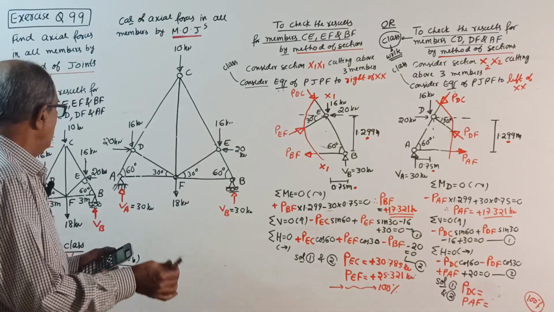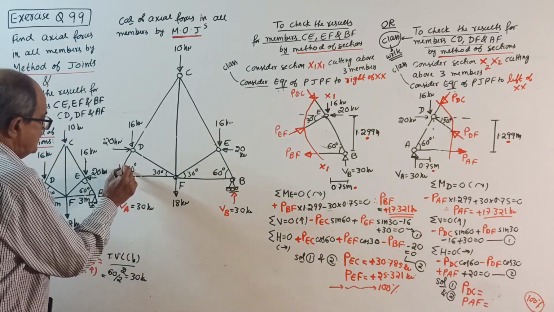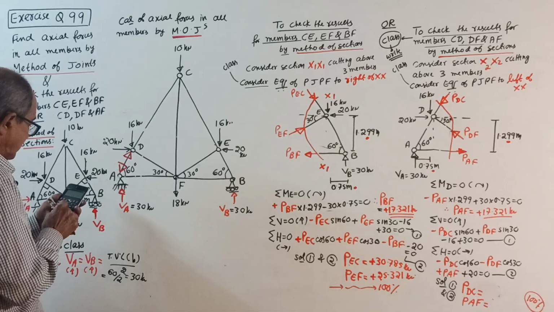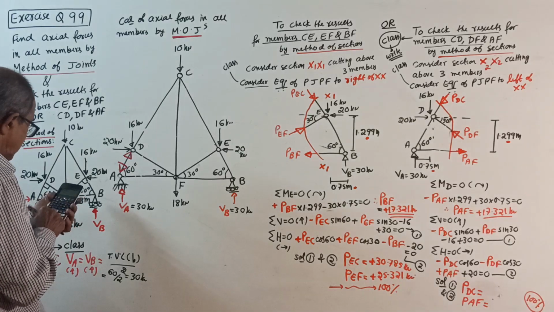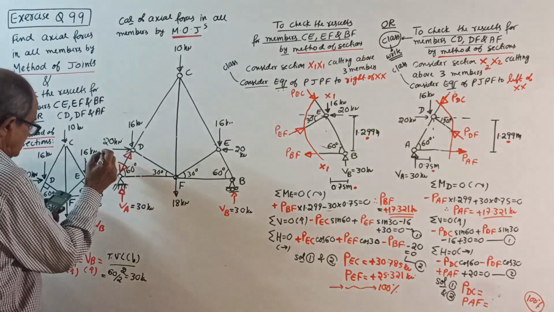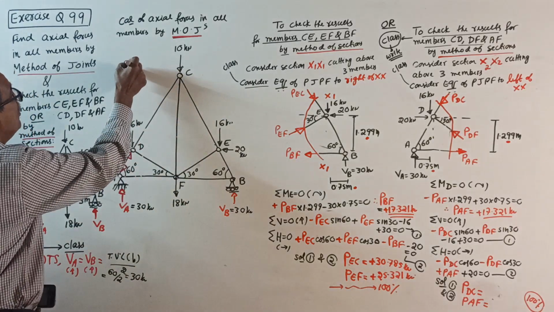So okay, start. I will start from A. But I will tell what I am doing. See, that's all. 30 divided by sine 60. That's all. The calculator is not on. 30 divided by sine 60. I can't tell now. 34.641. All values are in kilonewton.